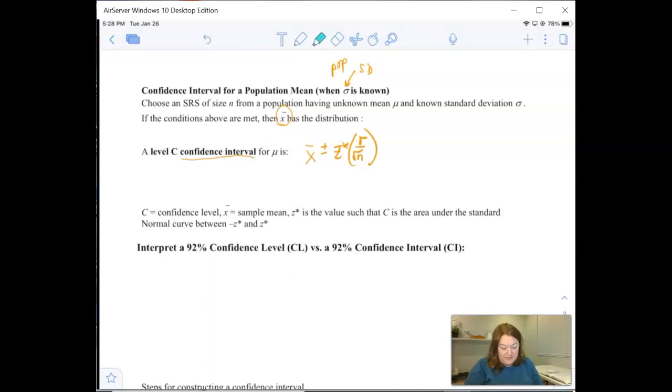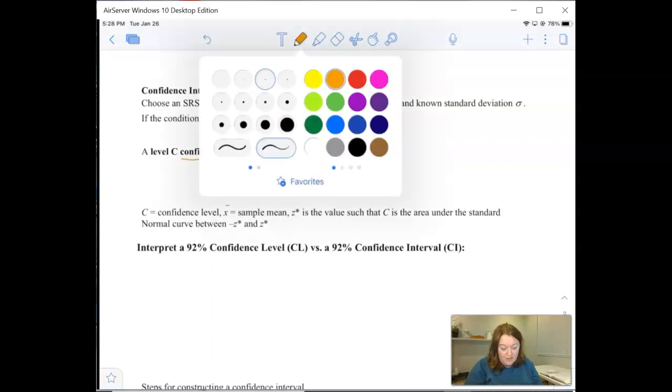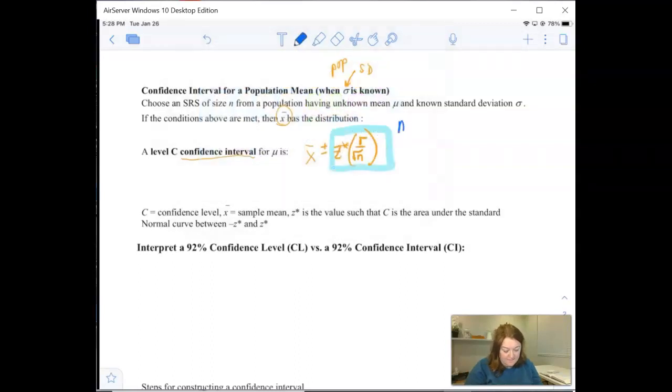Okay, so this part right here is called our margin of error. Or another way to say that is ME, margin of error. And again, sometimes error sounds a little bit weird, so you can also think about this as margin of variability.